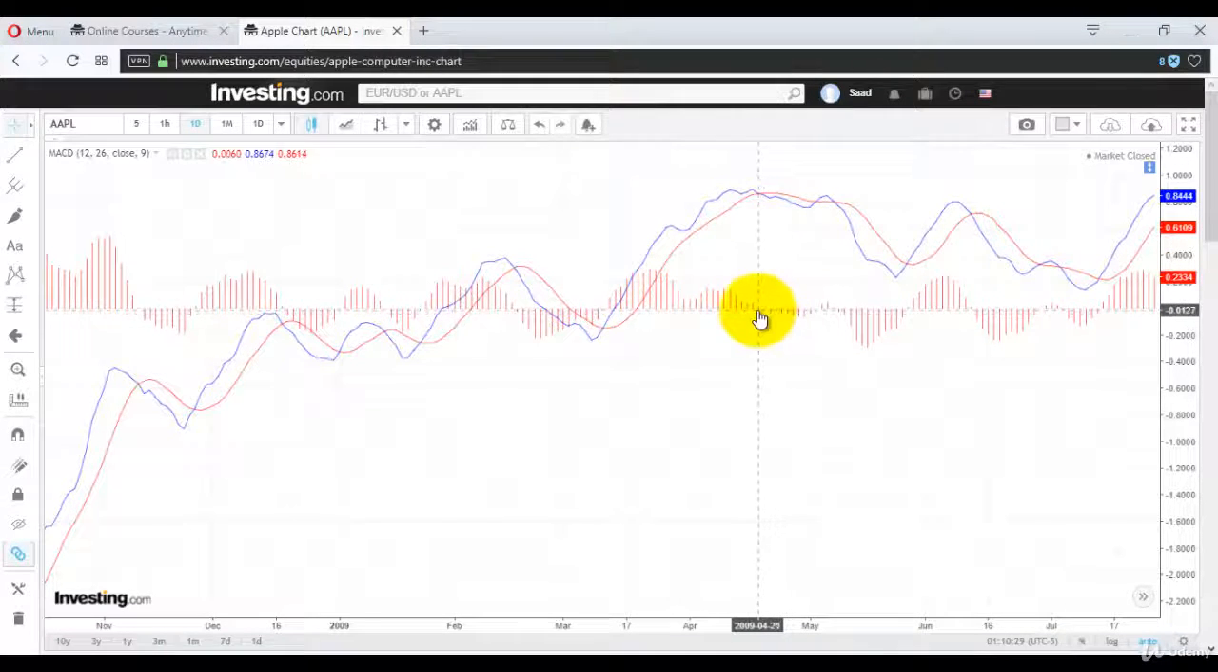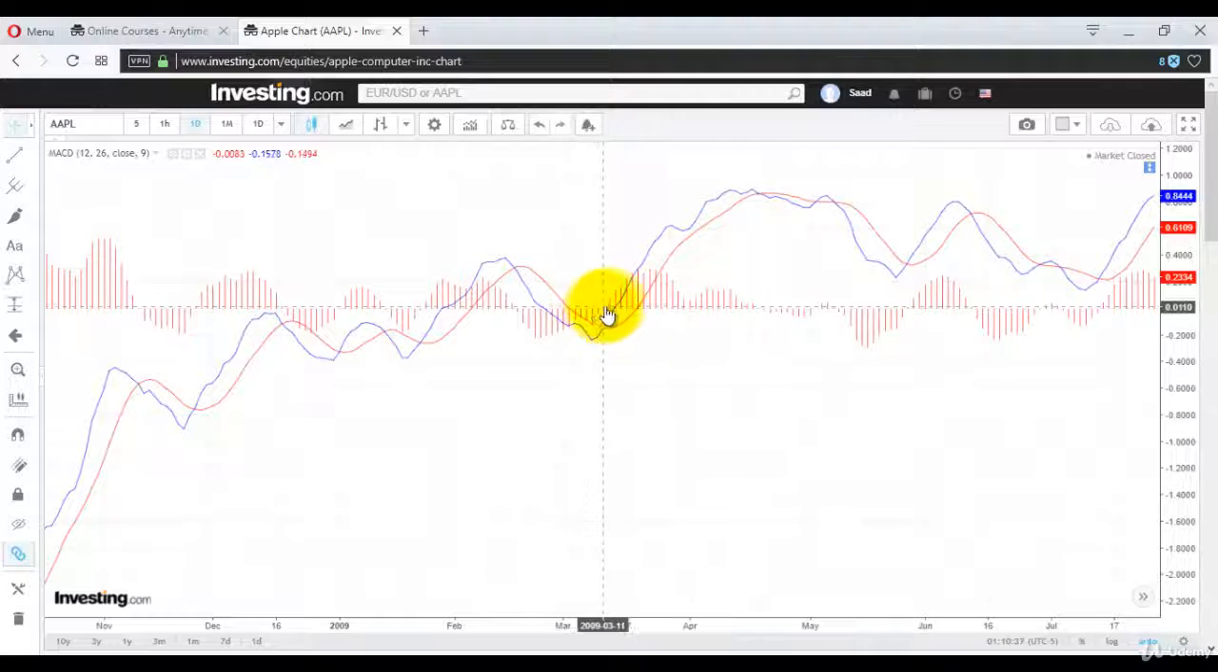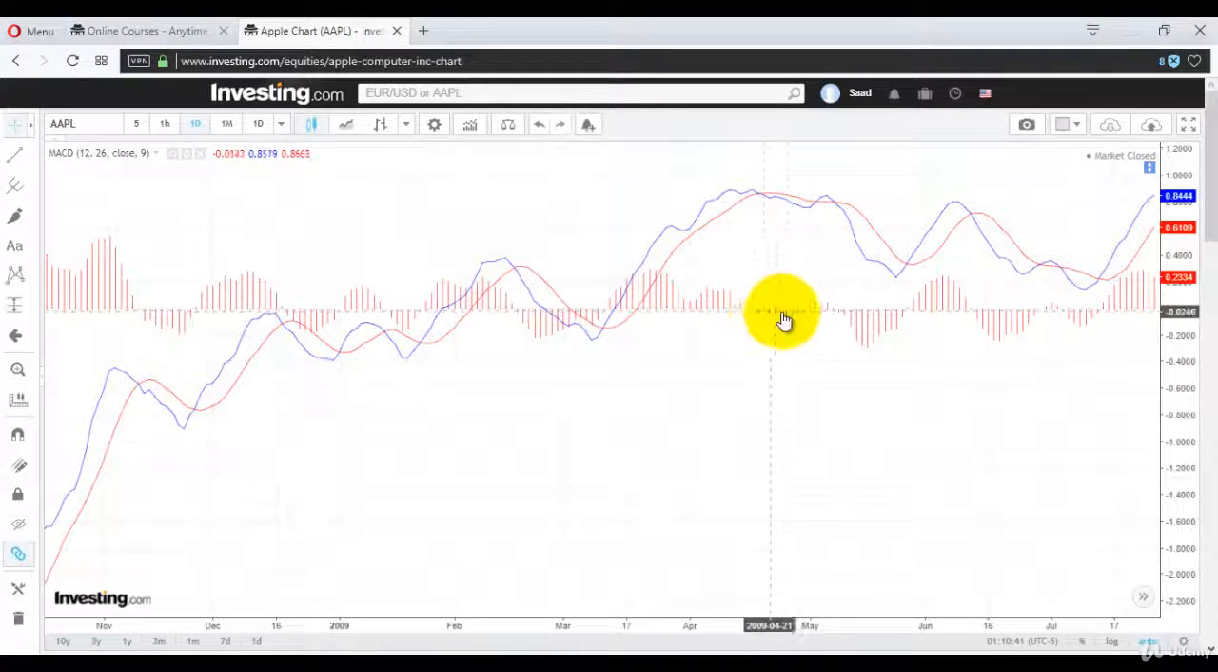Whenever they move down, see, they are moving down. That means the crossover has happened on the downside. So in simple words, whenever these lines are drawn on the top, that's a buy signal. Whenever these lines are drawn on the bottom, that's a sell signal. As simple as that.